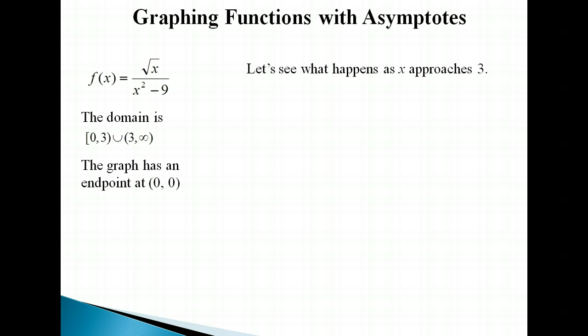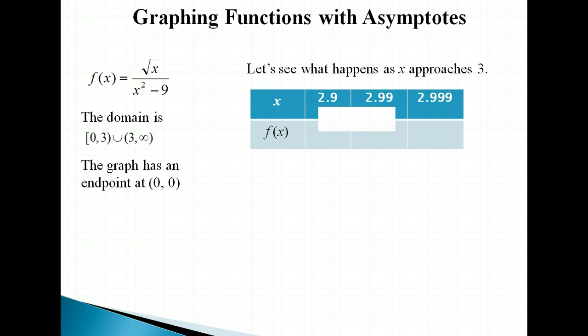Since we have an undefined value at 3, let's see what happens to the graph as we approach 3. We want to look for the behavior of the graph, or the limit, as x approaches 3. So we're going to plug in a few values very close to 3. I chose 2.9, 2.99, and 2.999. These output values are approaching negative infinity. So the limit as we approach 3 from the left side is negative infinity.